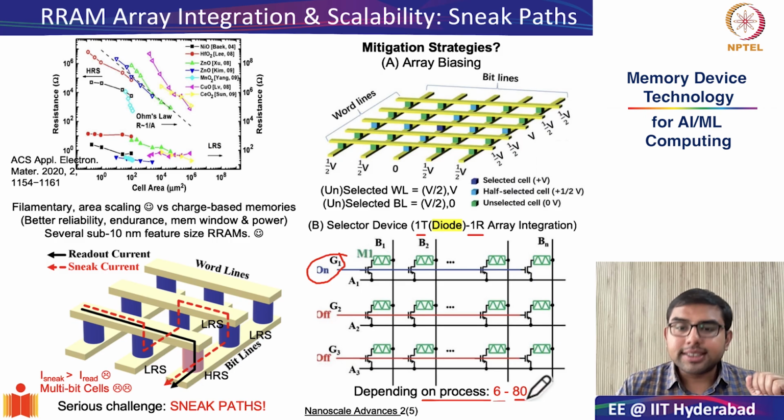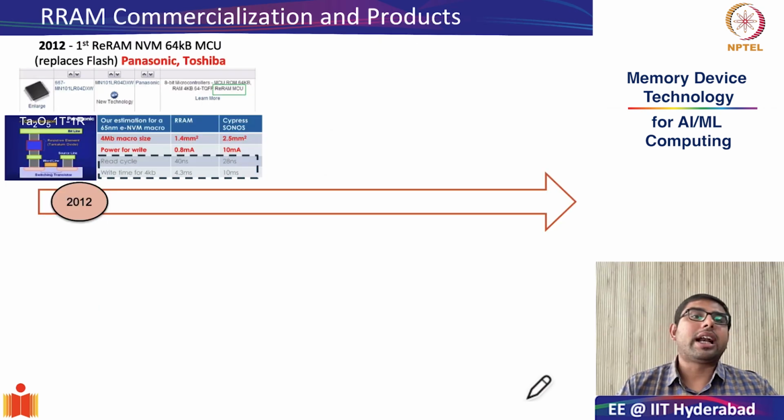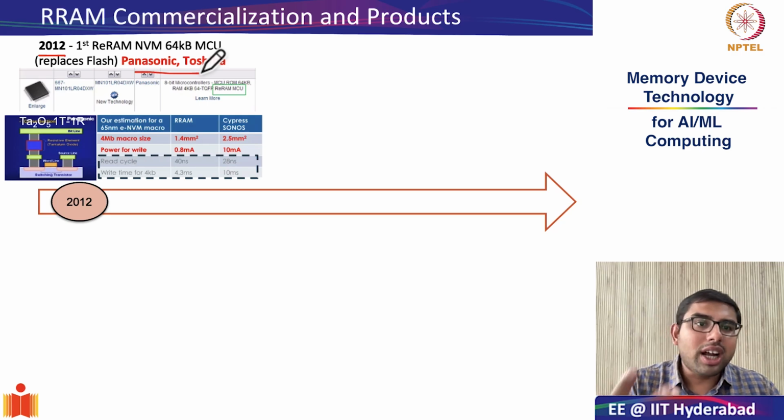With this, let us look at a few commercialization efforts in RRAM technology. The first commercialization effort came in 2012 from Panasonic and Toshiba. This was not an out and out product, but a prototype chip which had 64 KB of flash memory in a microcontroller unit which was used primarily for automotive applications.